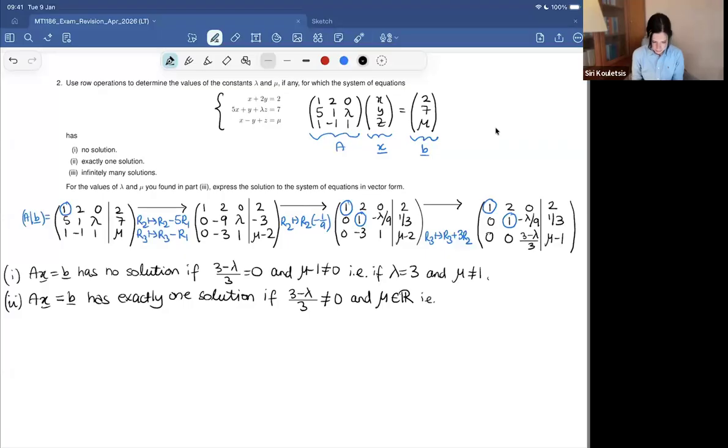And now we can say, of course, this more specifically. So if lambda isn't equal to 3 and mu is any real number, then we have a unique solution here.